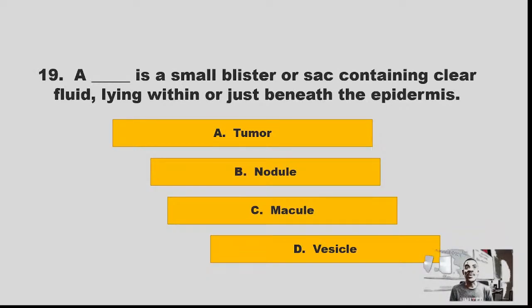Next question. A blank is a small blister or sac containing clear fluid lying within or just beneath the epidermis. So, is it tumor? Is it nodule? Is it macule? Or is it vesicle?